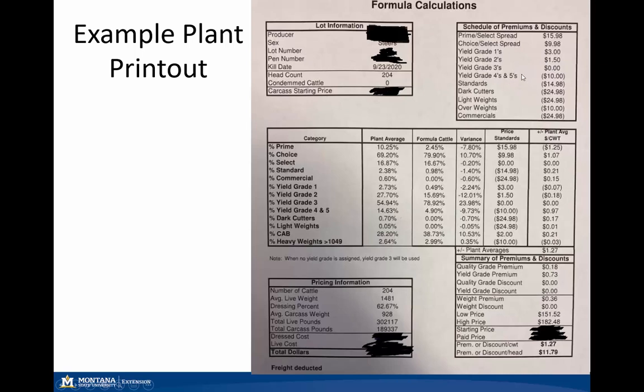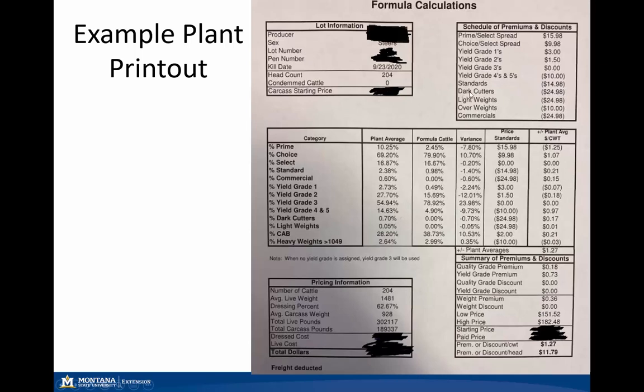And this is because you're reducing the amount of product coming from that animal as you get into a yield grade 4 and a 5. Now, standard for quality grade, pretty heavy discount, $15 a hundredweight. Dark cutters, $25 a hundredweight. Dark cutters are an indicator of stress on that animal.